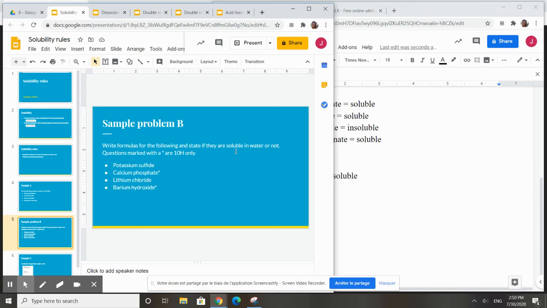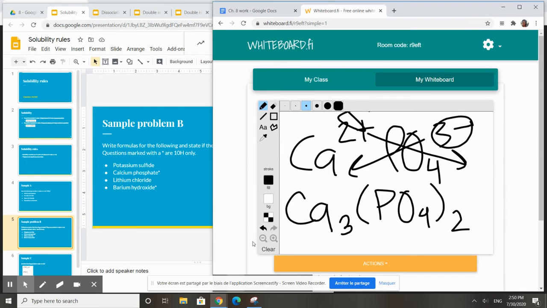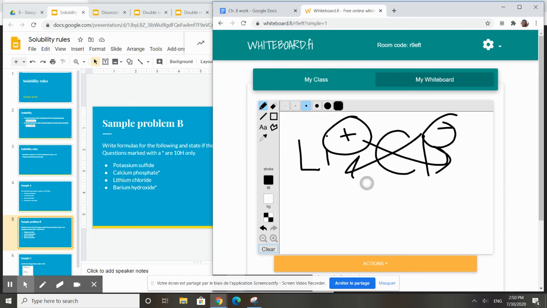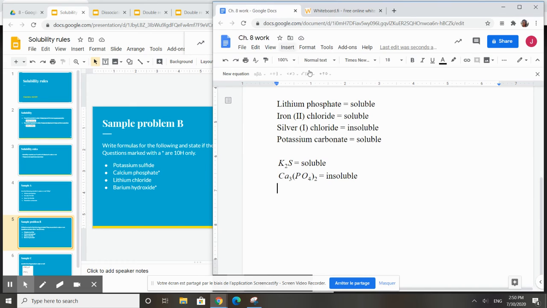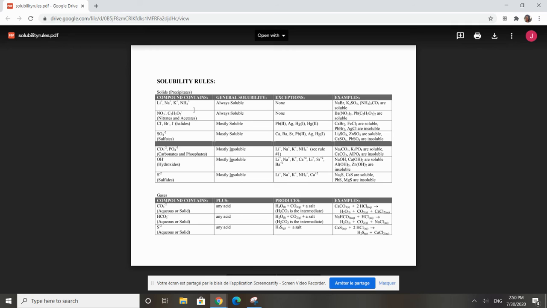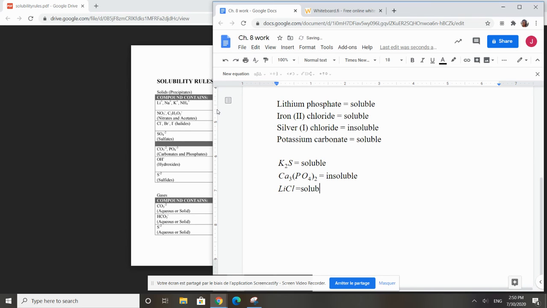On to my next one. I've got lithium chloride. I've got Li with a +1 charge, chlorine with a -1 charge, crisscross applesauce. They end up canceling out, and I got LiCl. Now I check my solubility rules. Lithium is in the first rule. It's always soluble, no exceptions, so that has to be soluble.